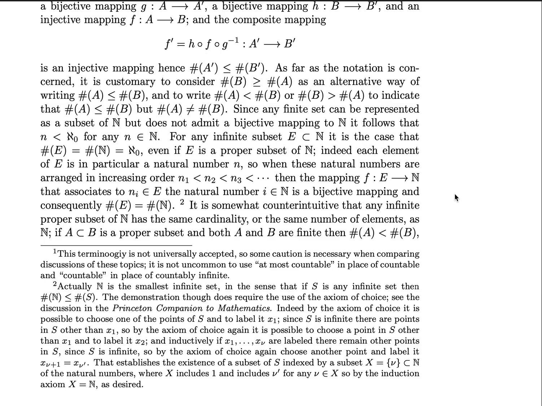Since any finite set can be represented as a subset of ℕ, but one that does not admit a bijective mapping to ℕ, it follows that n is less than Aleph null for all n in the natural numbers.